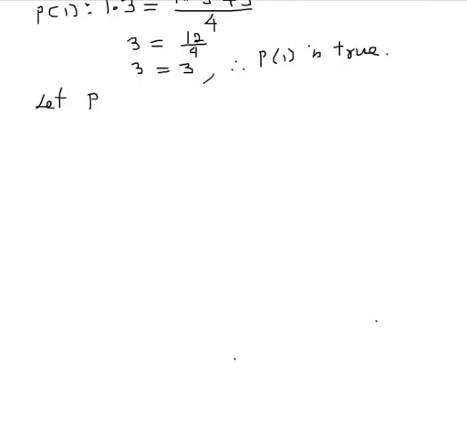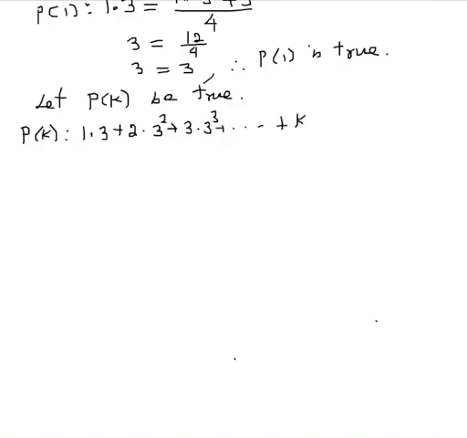Now the next step, we assume that p of k is true. And write p of k statement, which is 1 into 3 plus 2 into 3 square plus 3 into 3 cube plus etc. Kth term is k times 3 power k equal to, replace n by k, 2k minus 1, 3 power k plus 1 plus 3 divided by 4.